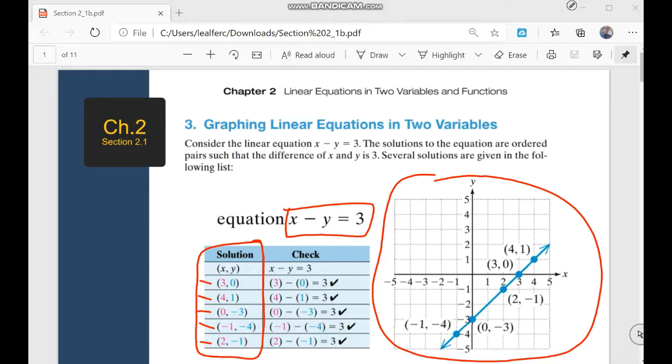So here is the table for that equation. Each point here is a solution for this equation. 3 and 0, 4 and 1, 0 and -3, -1 and -4, 2 and -1. And remember, the first number is always x, the second number is always y, right?